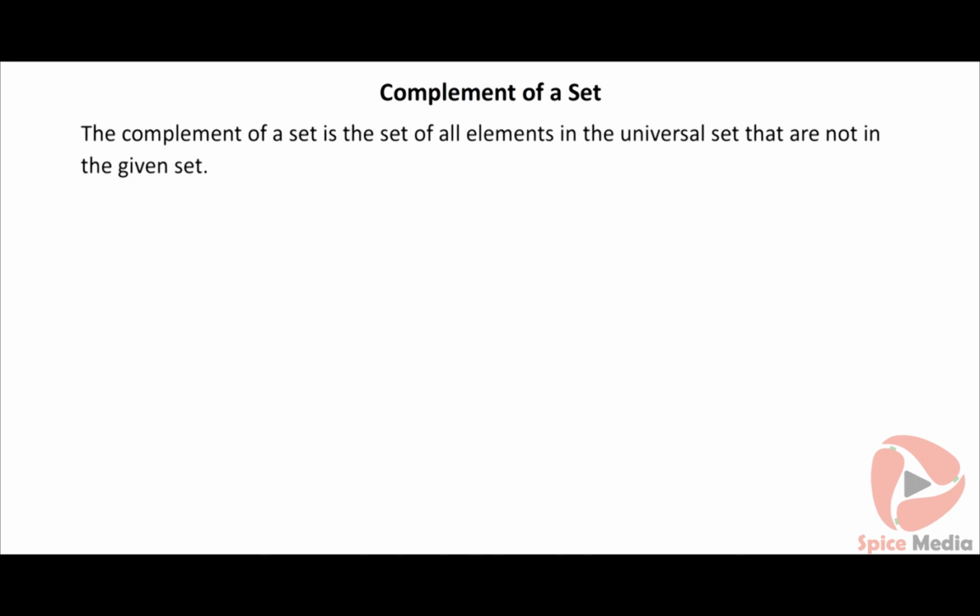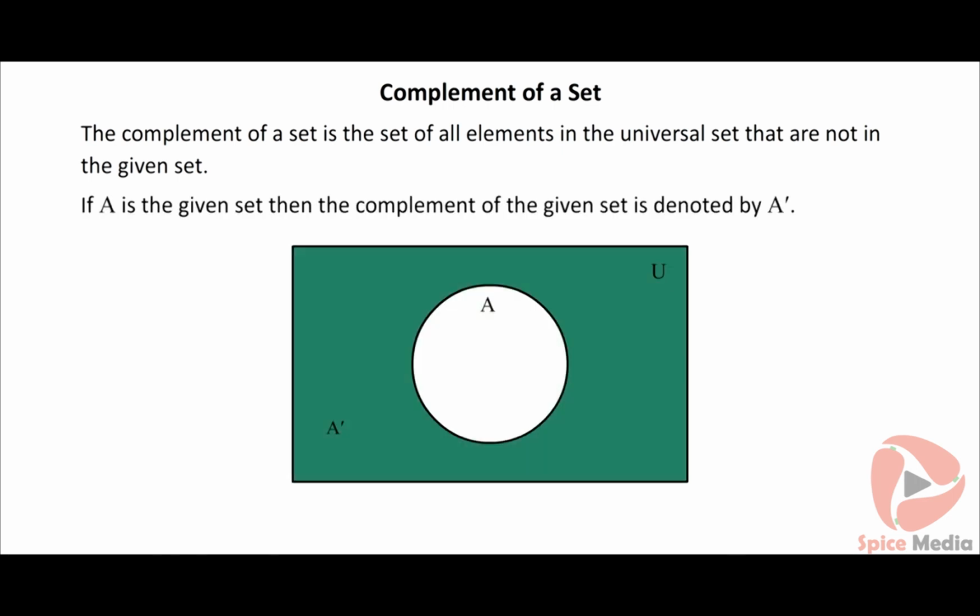Let us look at the complement of a set. The complement of a set is the set of all elements in the universal set that are not in the given set. If A is the given set, then the complement of the given set is denoted by A dash. Thus, A dash is the set of all x such that x is an element of U and x is not an element of A.